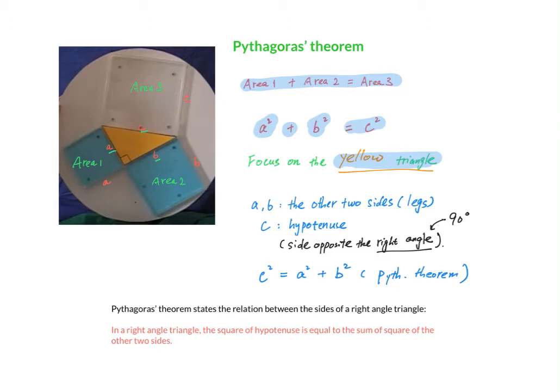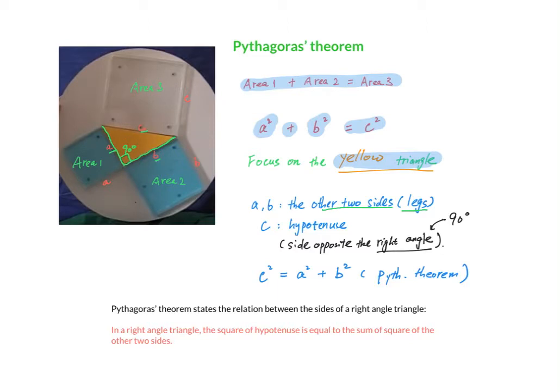And A and B we call the other 2 sides of the right angle triangle, okay? Or some of the books call the legs of the right angle triangles. These 2 sides actually connect to the right angle. So A side is connected to the right angle and B side also, okay? This is a right angle. It represents 90 degrees, right?